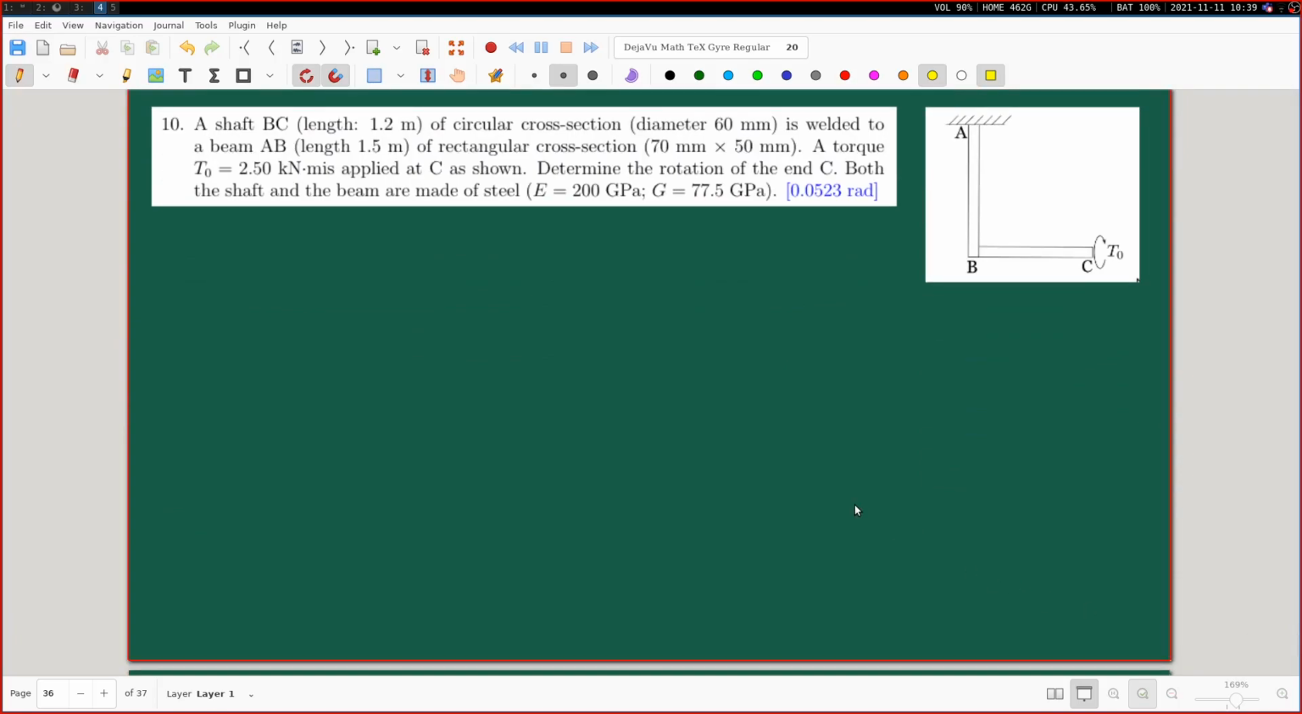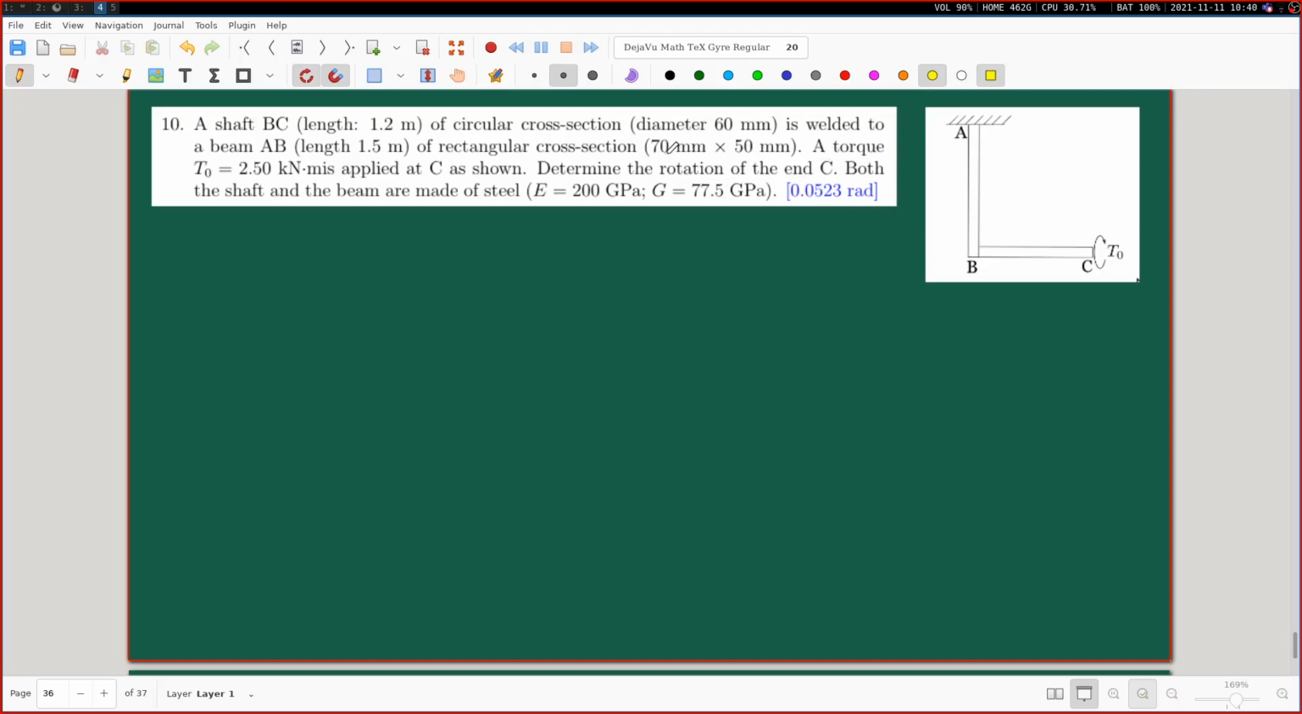All right. So for this next problem, what we have is a shaft BC. It has a circular cross section, as you can see here, with some diameter. This shaft BC is welded to the beam AB. So the beam AB is a beam, and this AB has a rectangular cross section, 70 mm by 50 mm.